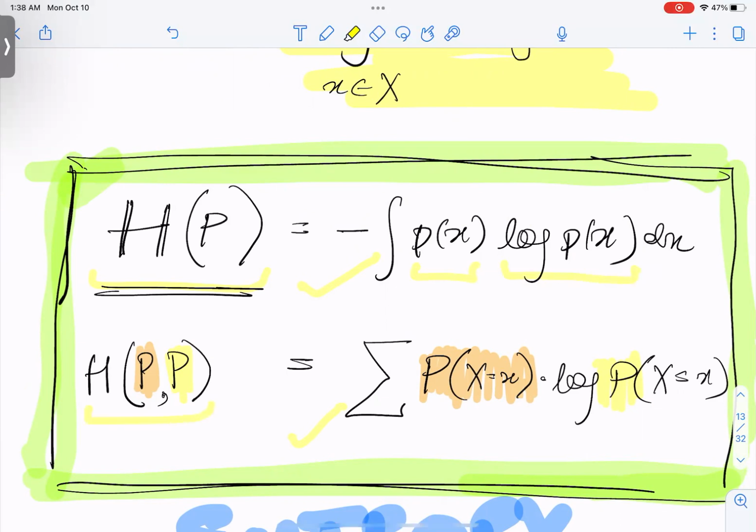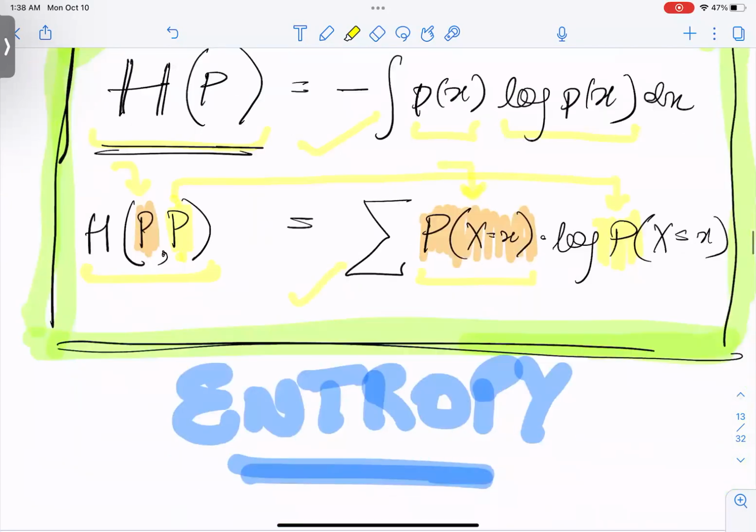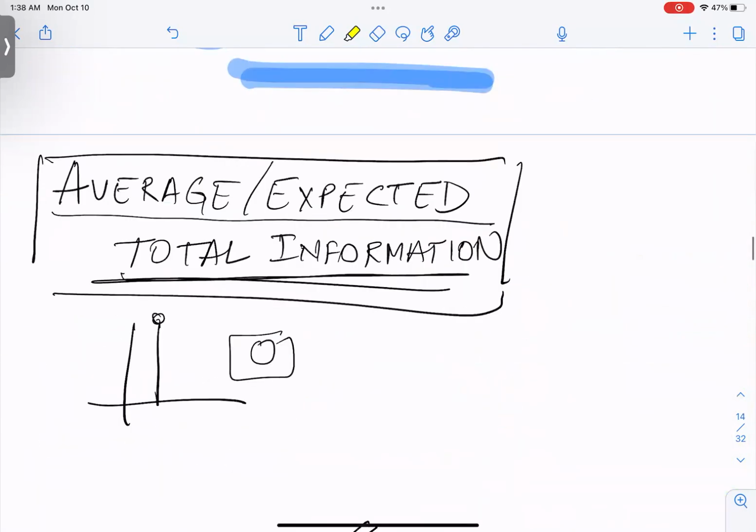We also discussed that it could be written like this, where this particular p is the one where we are getting the samples from, or where this part of the summation comes from, and this p is the one where we are calculating the information. So this is what we discussed about entropy.